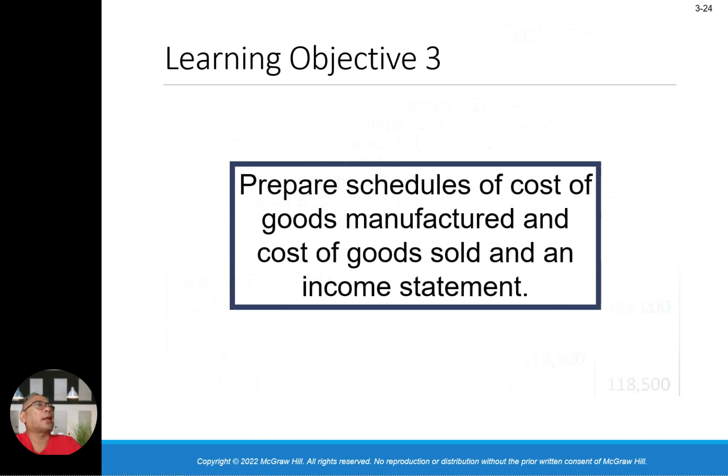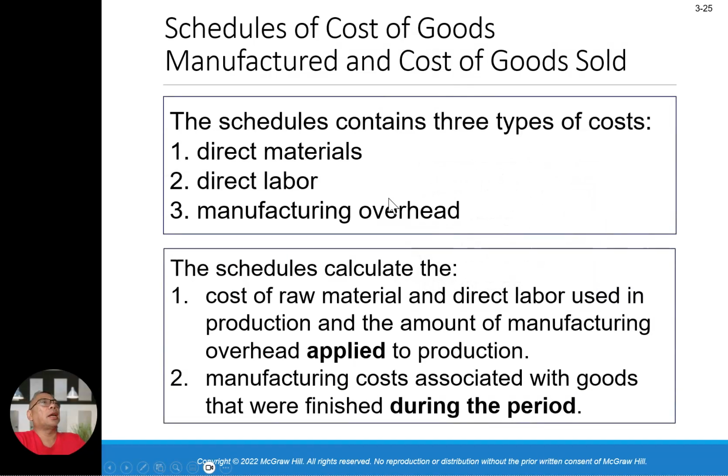Okay. All right. Let's look at objective number 3. This is to prepare a schedule of cost of goods manufactured and cost of goods sold in an income statement. So how are you going to go about this? The schedule contains 3 types, okay? Direct materials is number 1. Number 2 is direct labor. Number 3 is manufacturing overhead.